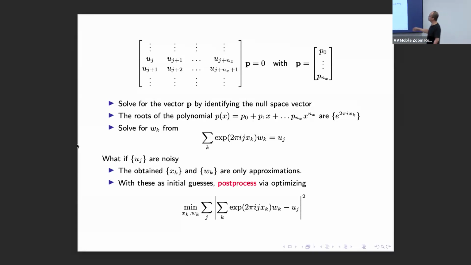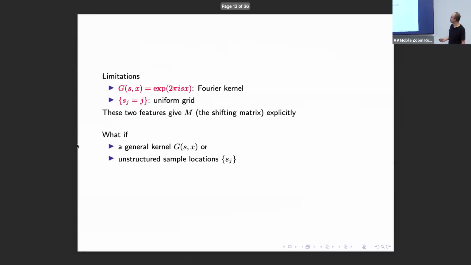Now, there's also the problem of what if we don't know nx in the beginning, right? What if we don't know how many spikes we have? Then what you typically need to do is generate a slightly bigger matrix and see at what point a numerically singular value goes to 0. And this is where you cut off. You say, okay, I have 5 modes or 6 modes, depending on the singular value decay. All right, so this is Prony's method. Any questions about this discussion?